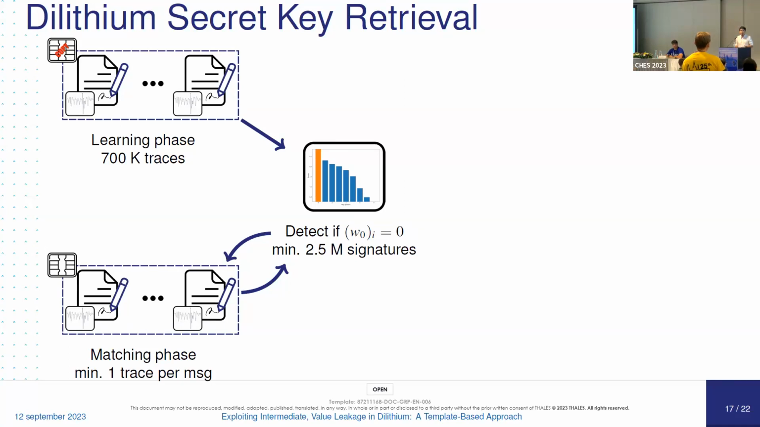But then, for the matching phase, you will need to have all the K times N coefficients where W0 will be equal to 0. And so for this, you will need many signatures. And for each signature, we used as little as 1 trace. And then the number given here on the right, the 2.5 million, is the number of minimal signatures needed to recover all the positions. So for the template, it's just for the learning, 700K, for the matching, between 1 and 10.